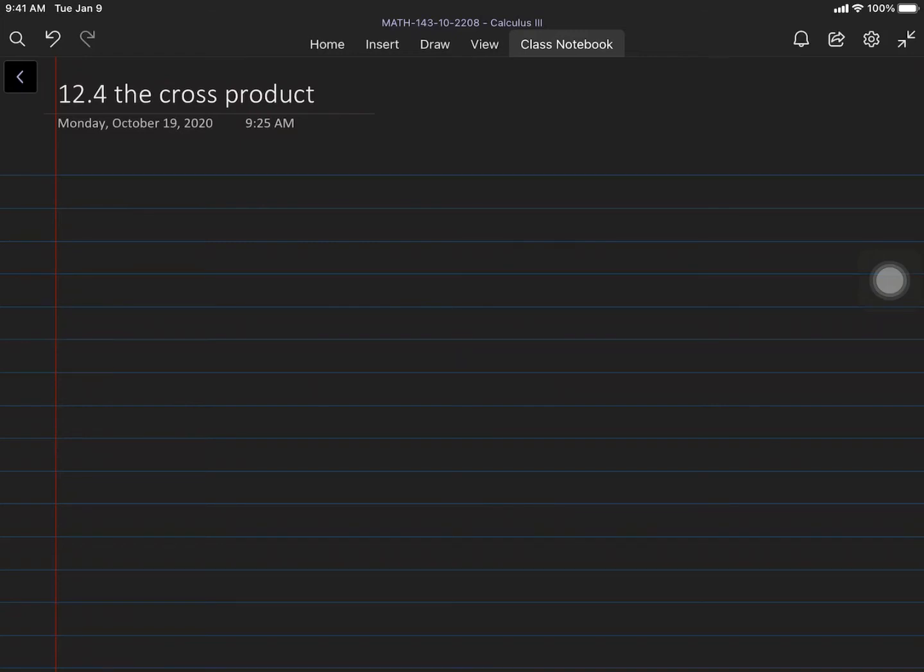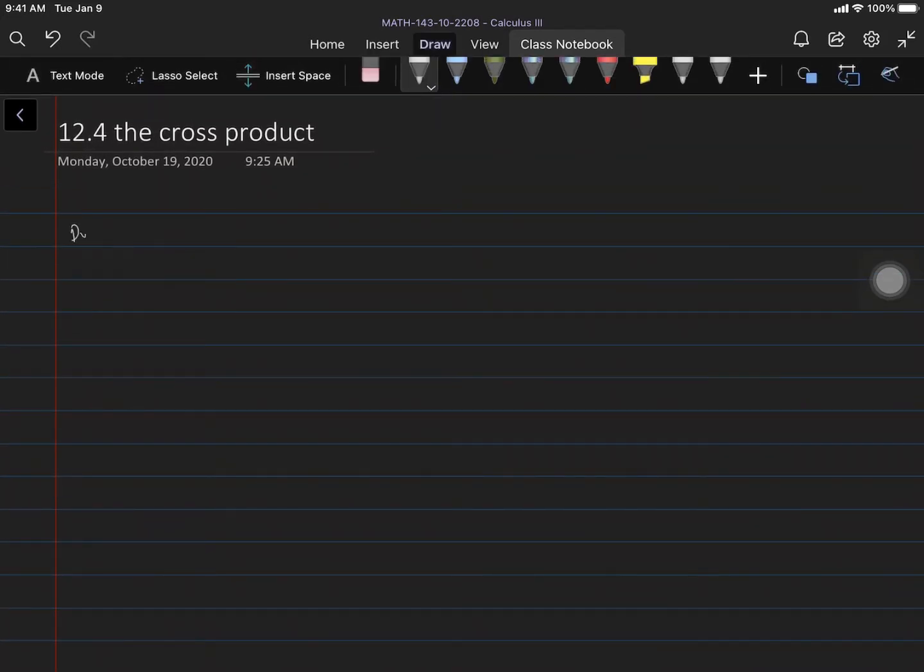Hello, in this section 12.4 we're going to learn the cross product. This is also a product between two vectors. So let's take a look at the definition first. What's the definition of cross product?